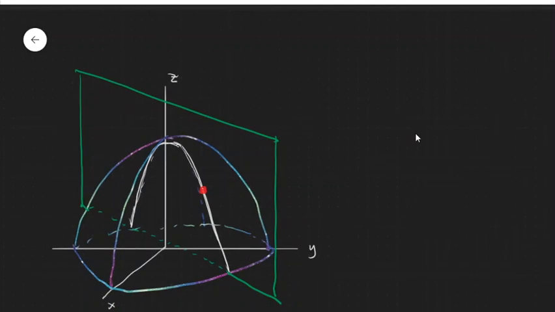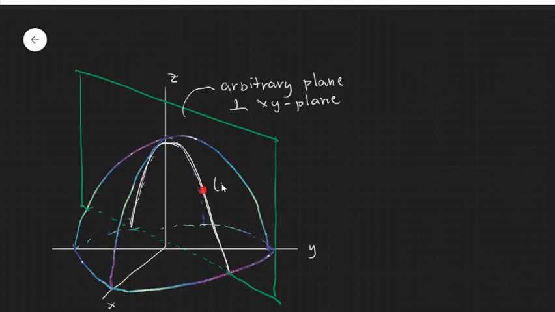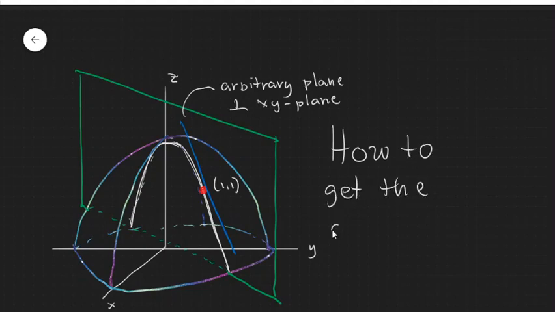So in other words, if we have this arbitrary plane, this green plane, which is perpendicular to the xy plane, and which passes through the point (1, 1), we can form this tangent line, the blue line, to the curve of intersection of this plane and the paraboloid. So we want to know how to get the slope of this tangent line.